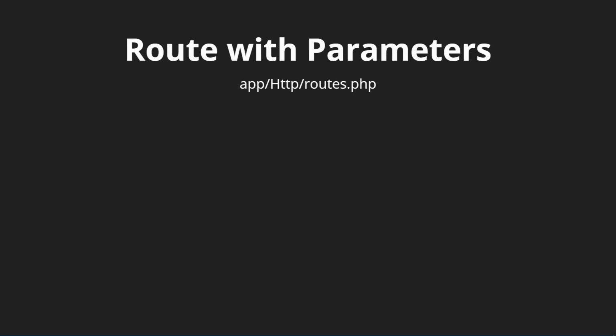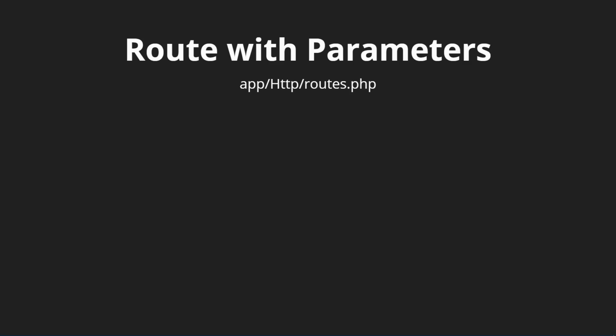The next thing we'll deal with are routes with parameters. We're not always going to have normal routes like /about, /contact. We're going to have some routes that have variables in them. Maybe we have a post route with a variable for the post slug, or a username route with a variable for the username.